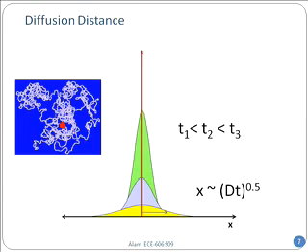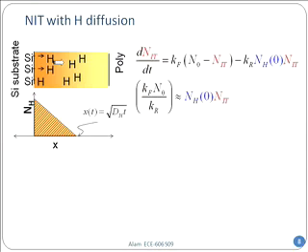Fine. Remember this, right? How far it goes? Square root of Dt. And that is something I'm going to use in a second. Now, on the very left, I have rotated the MOSFET 90 degrees.